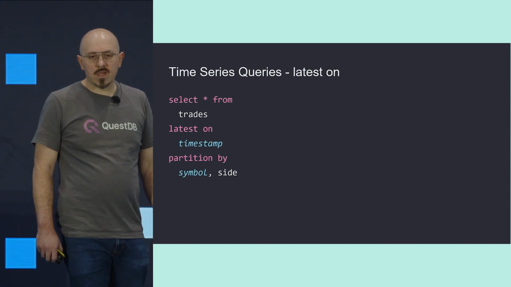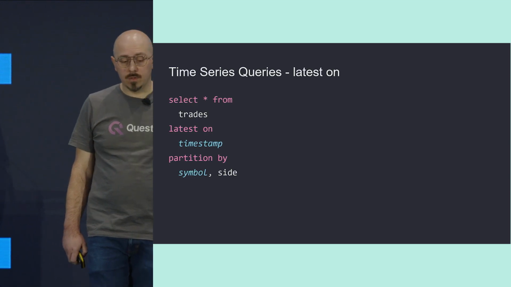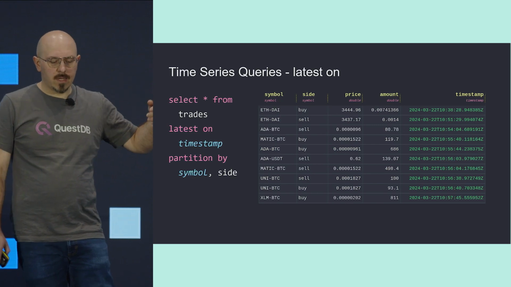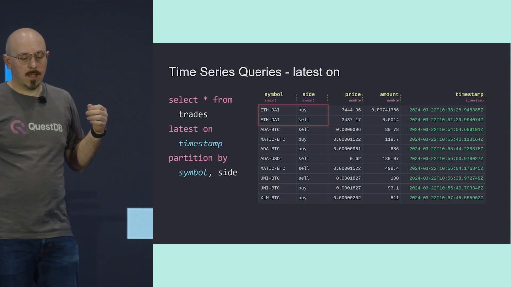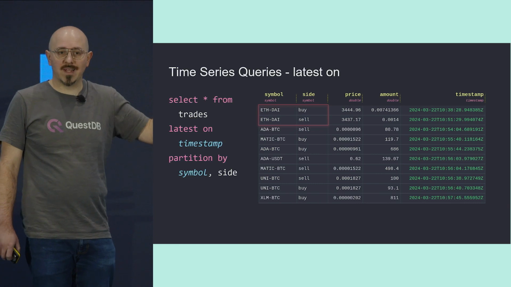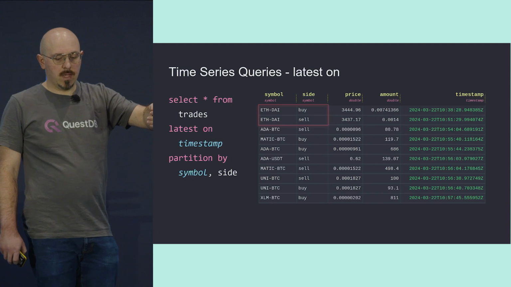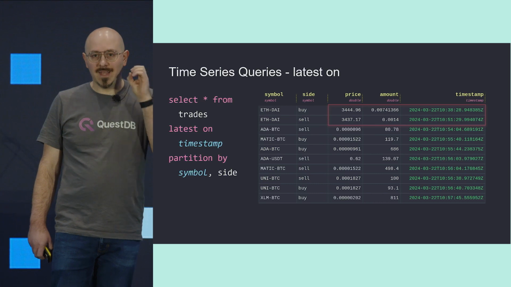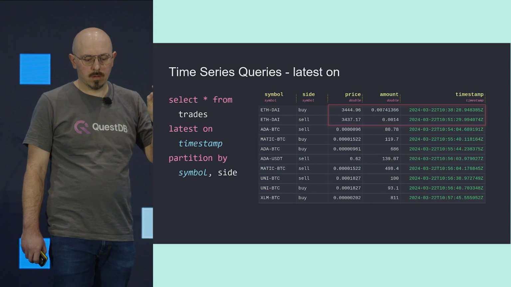And then there's other time-based group bys. So I want to do a group by, in this case, no longer weather data, but trading data. And I want to do a group by the symbol and side, but I want to know what the latest state of things are that have been traded there. And it will pull out the latest rows for that group by. So this is effectively a time-based group by.